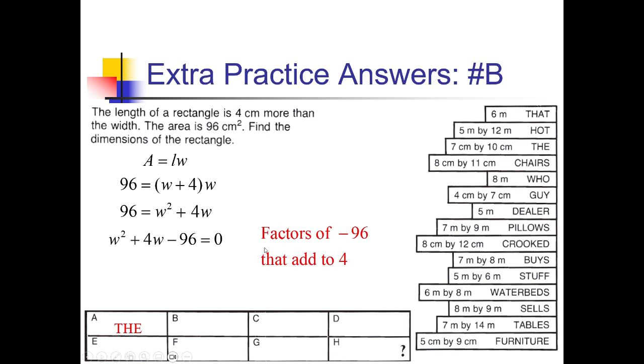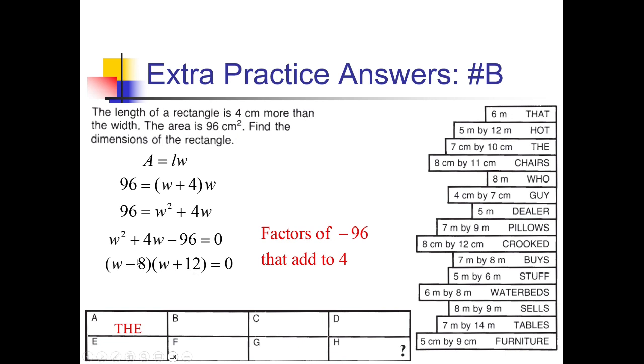Well, let me think. Does 7 go into this? 7 does not. Does 8? 8, I think, goes into 96 12 times. Yeah, that actually would work. If I have negative 8 and positive 12. So W minus 8, W plus 12.